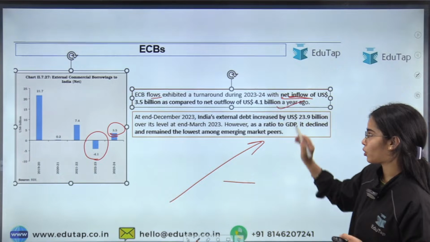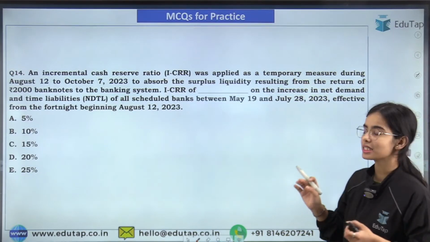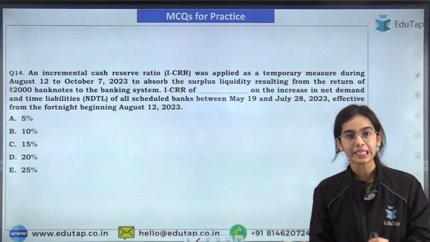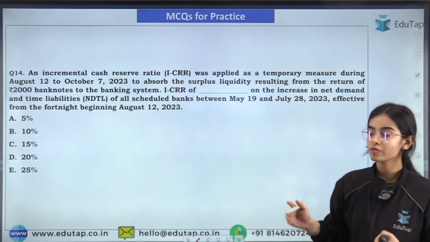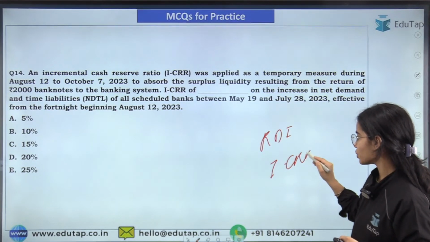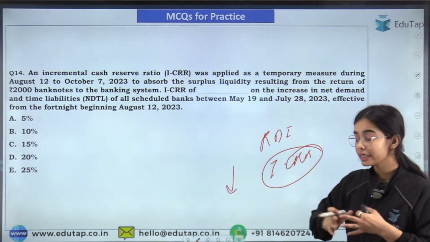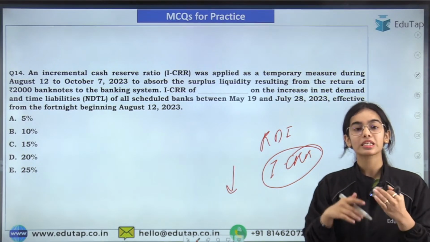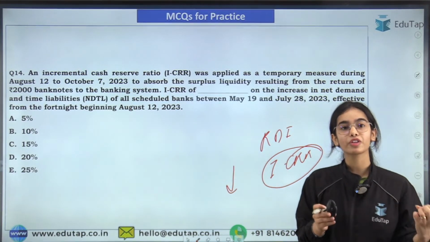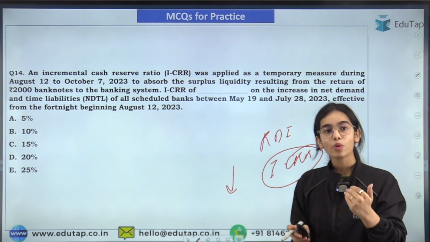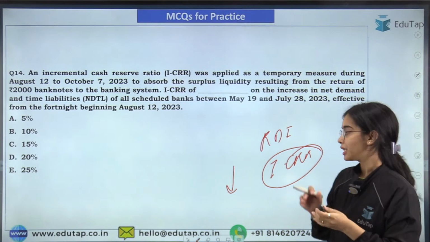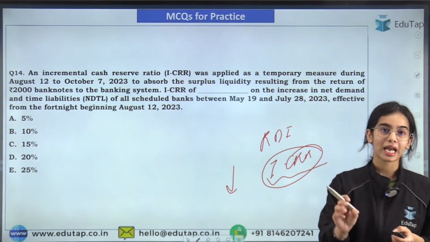Okay, so this is important. Now coming to the next question, that is the incremental cash reserve ratio. In the previous session, I explained completely why the Reserve Bank of India used the incremental cash reserve ratio to decrease the extended money supply to the banks. Suddenly there was a huge increase in the money supply with the banks because of the withdrawal of rupees 2000 notes. So now the RBI had to take this extra money supply from the banks, and the RBI implemented the incremental cash reserve ratio.